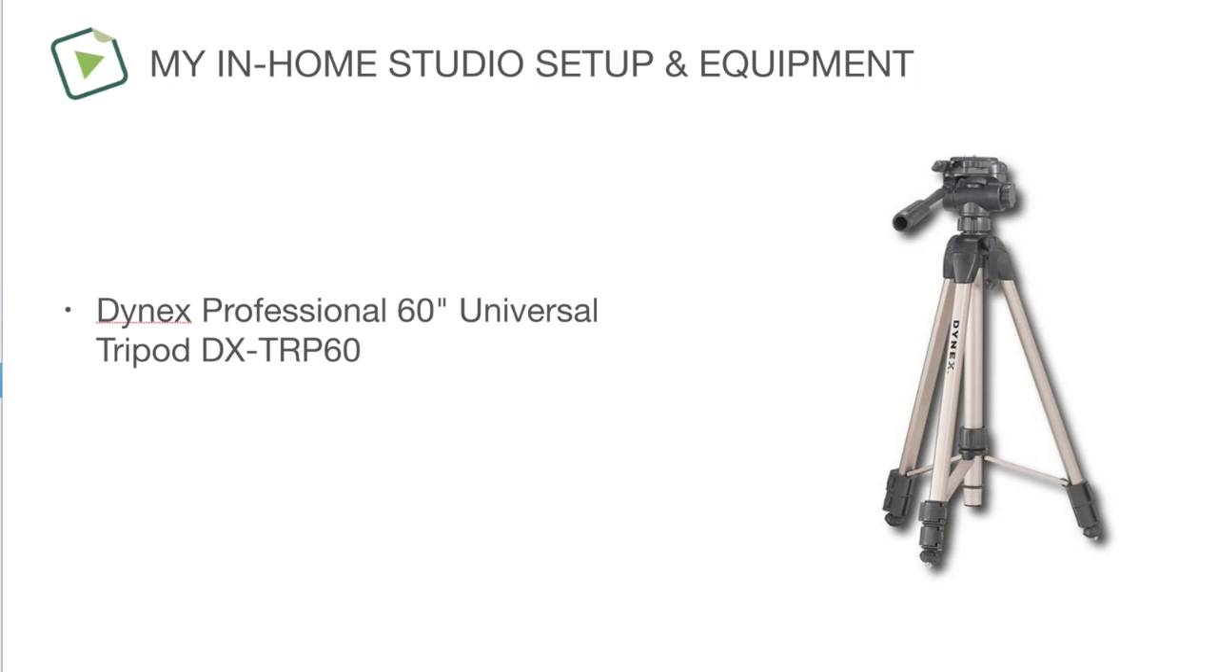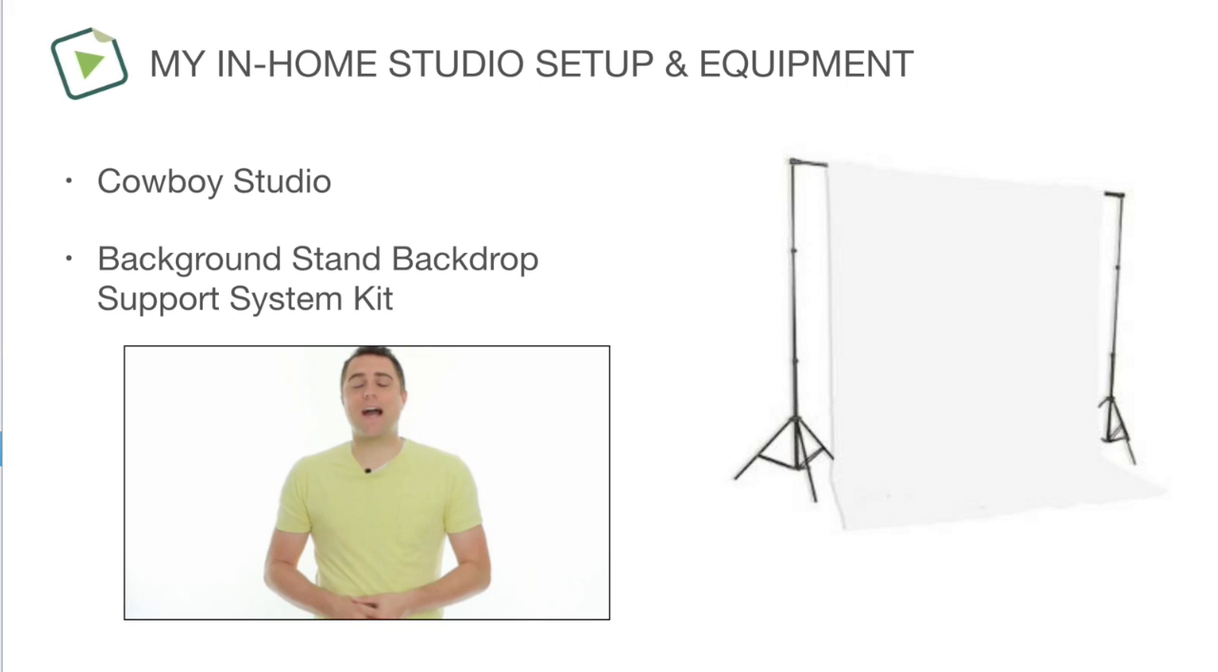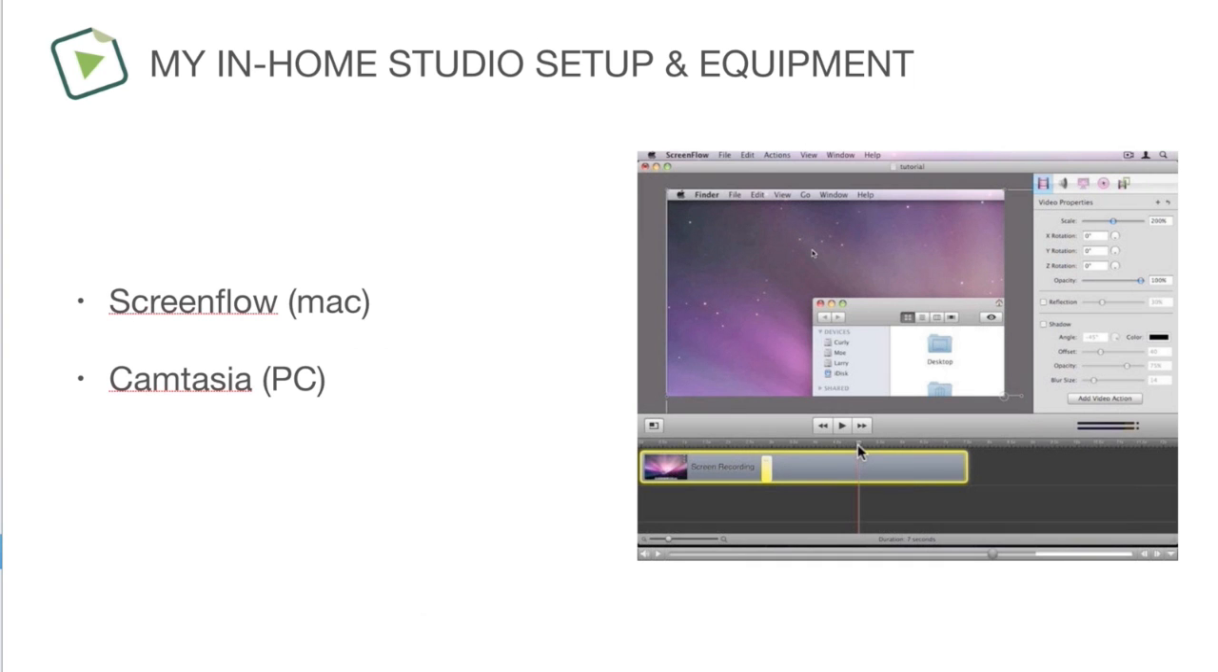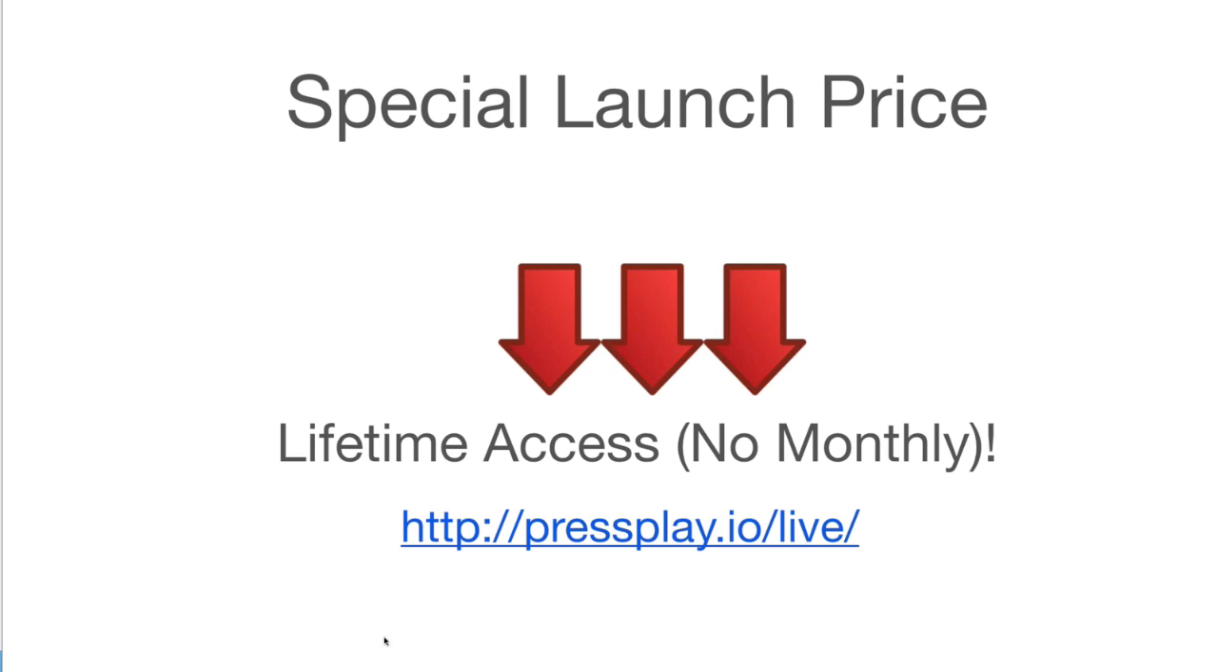And then a tripod, okay, just a universal tripod that you can put your camera on. There's a background stand with just a white paper really that just goes down to the ground. That's how you do the backdrop. And then we use ScreenFlow and Camtasia, ScreenFlow for Mac, Camtasia for PC for editing. I'll go through that a little bit more in just a little bit.